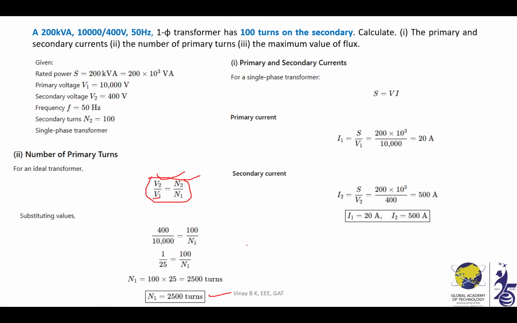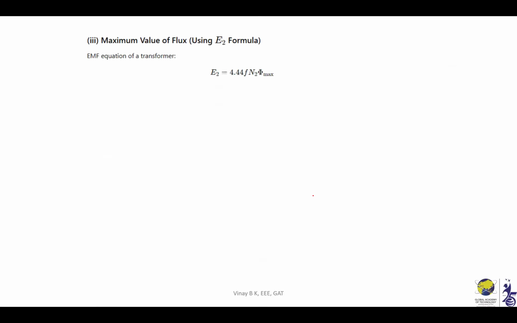And the third one is the maximum value of flux. So here we know the values of N1, N2, E1, E2 or V1, V2, and also we know the value of frequency. So we can use either E1 or E2, so for the maximum value of flux I am using the secondary voltage, that is E2 is given by 4.44 f phi m into N2. I know the value of frequency, 50 hertz, N2 100 turns, and E2 is given as 400 volts. I'm substituting the values, that is 400 equals 4.44, and frequency is 50 and N2 is 100, into phi maximum.